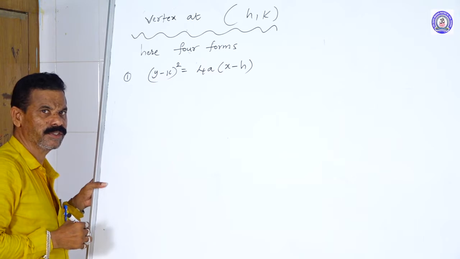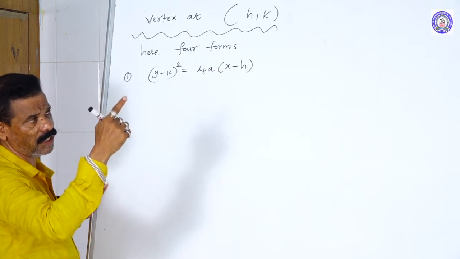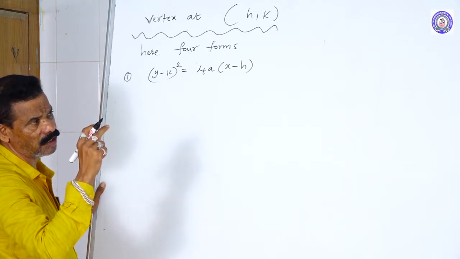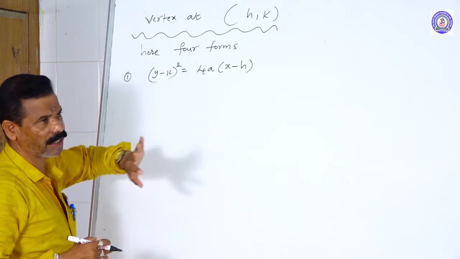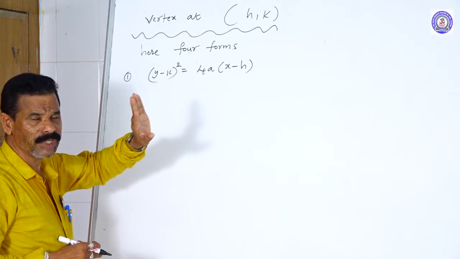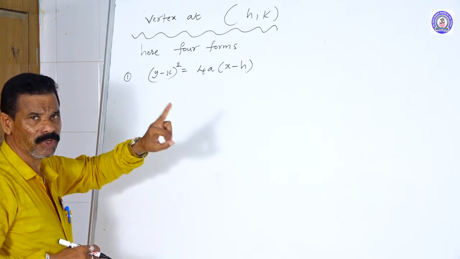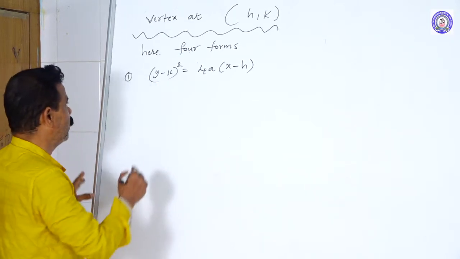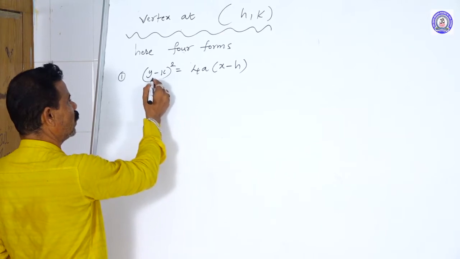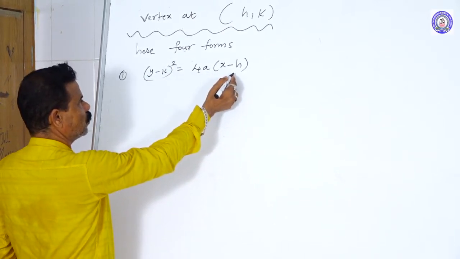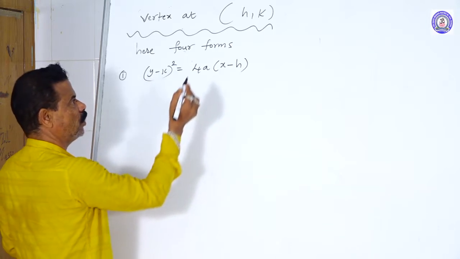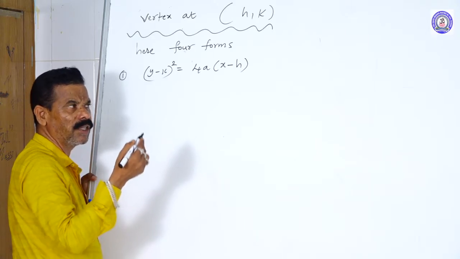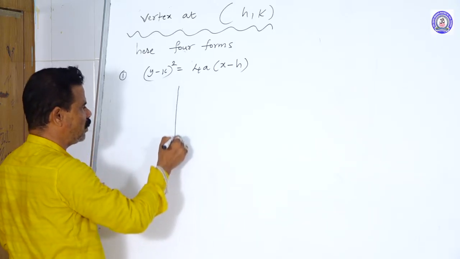This is the first case. Instead of the first form y square is equal to 4ax, the vertex is shifted to h comma k. So according to the shifting rule, instead of x put x minus h, instead of y take y minus k. If h comma k is 0, again this will become y square is equal to 4ax. Just the vertex is changed to another place. This diagram is like this.